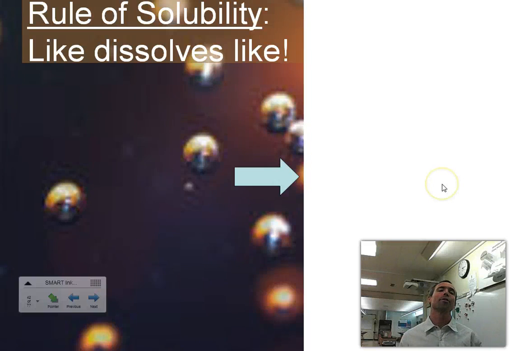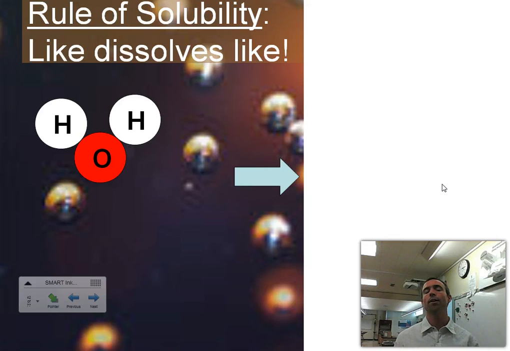Okay, video lesson number 13, solution. So we began this unit by describing the dissolving process, and I gave you what I referred to as the rule of solubility, a general principle that like dissolves like. One of the most common solvents, known as the universal solvent, is water, H2O.